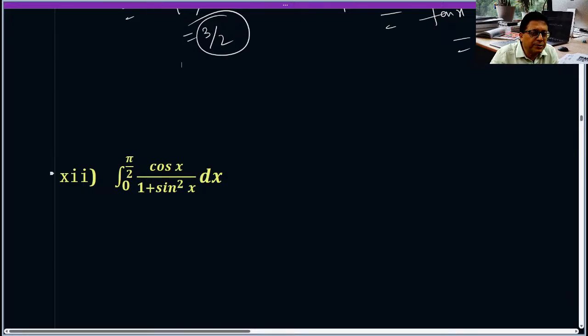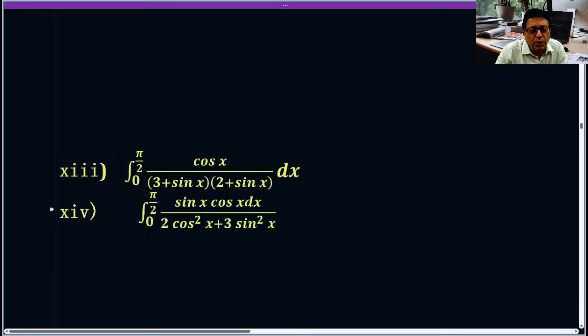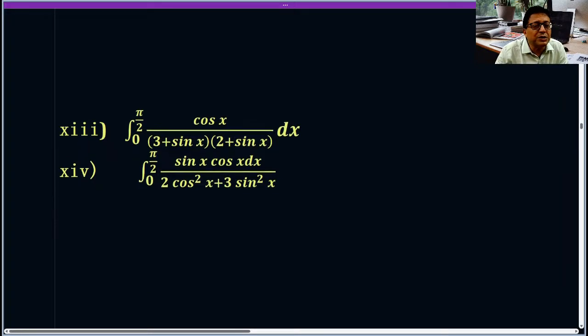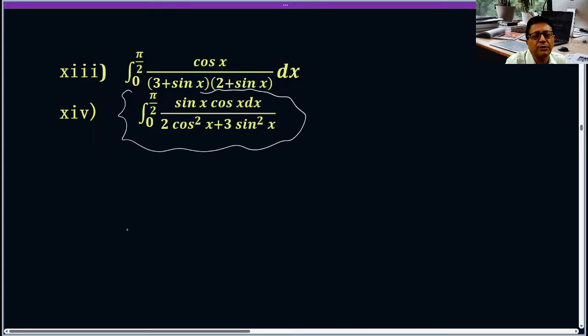This one you will make a substitution sin x equal to z and you will do accordingly. I am not doing it. After this session you will do. All these are trigonometric substitutions. Here you put sin x equal to z, then go by partial fraction. And for this one, put sin square x equal to z. Let us do this one, part 14. Okay? We will be doing this sum right now.